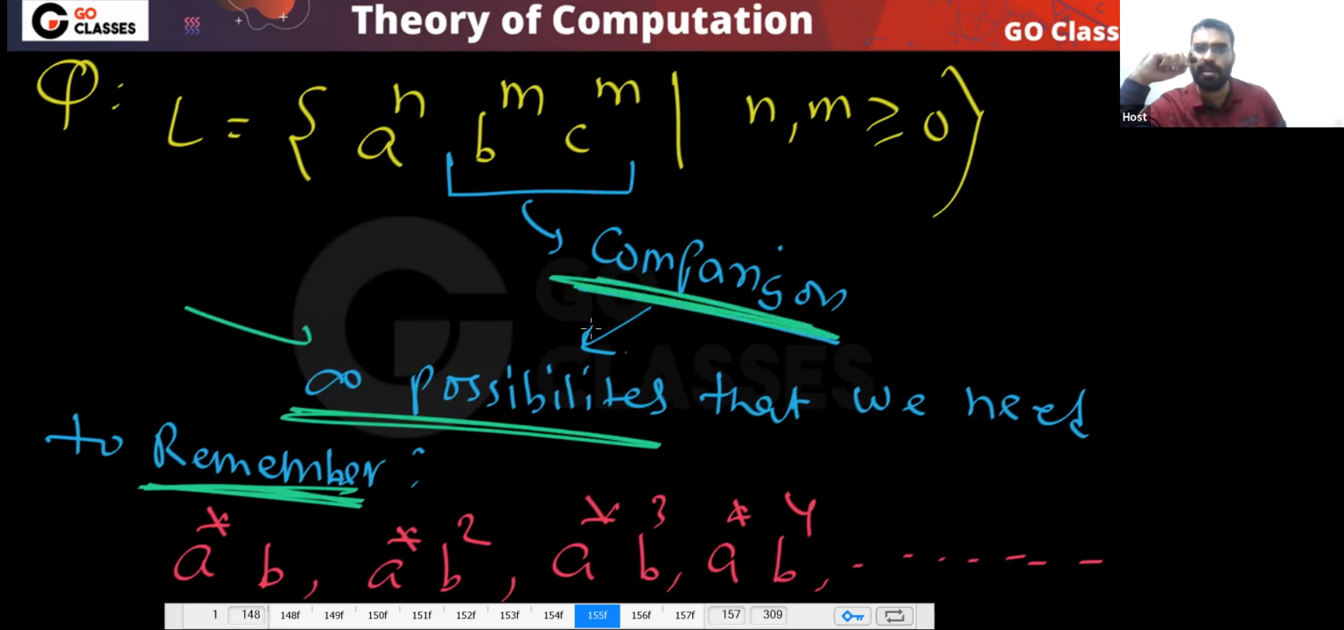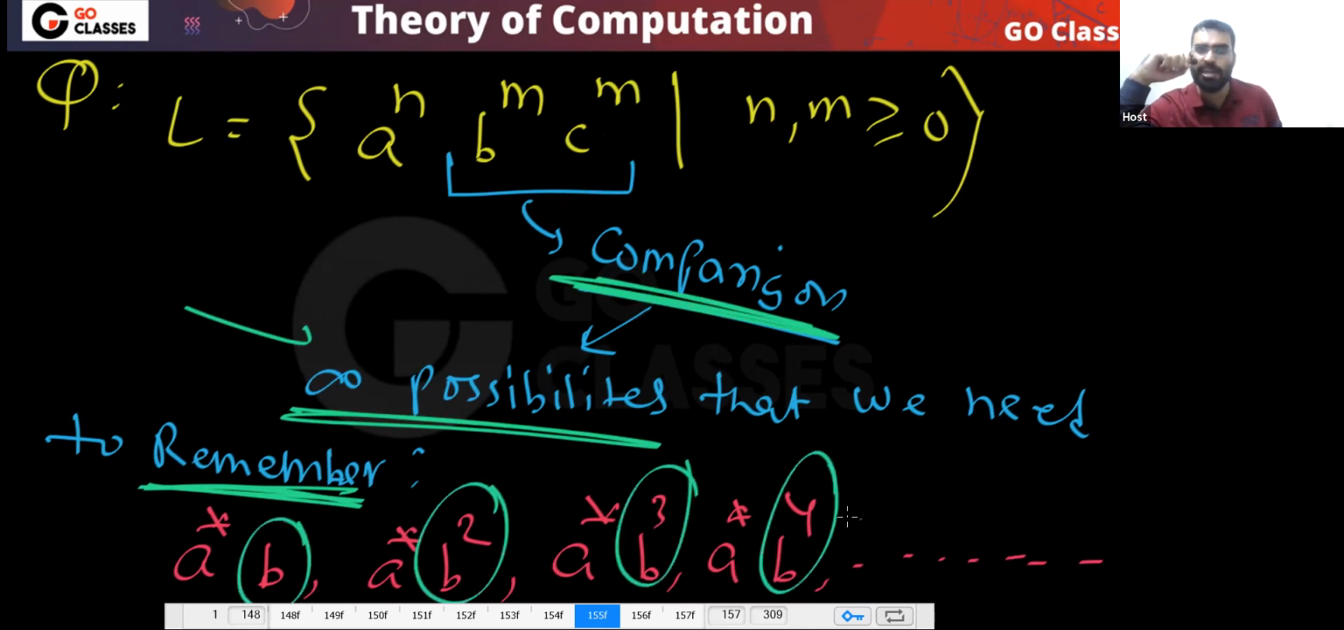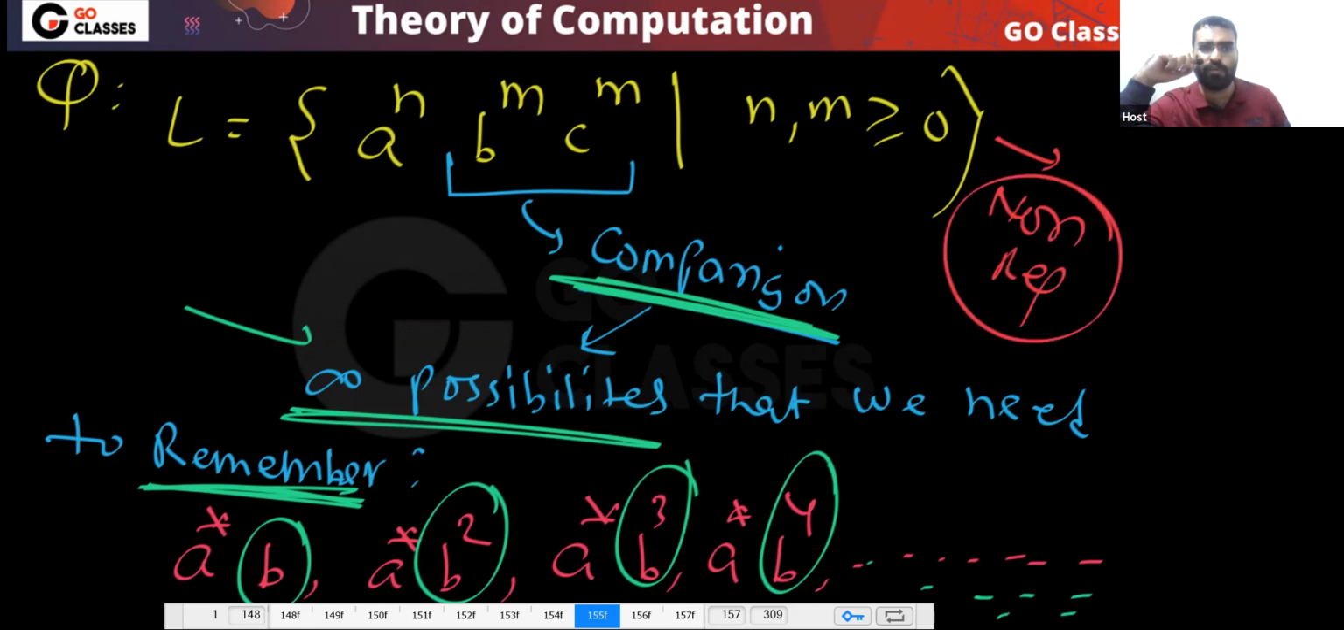There is a comparison: the number of b must be equal to the number of c, but these are infinite possibilities, like b power 1, b power 2, b power 3, b power 4. The exact count we need to remember because we need to match the number of b with the number of c. So definitely this language is non-regular. This is your informal proof.